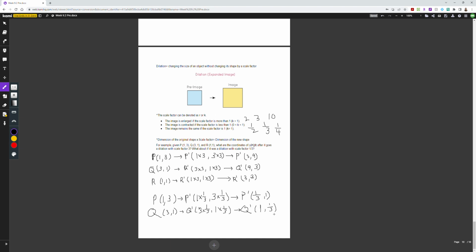And then finally, we're going to find the coordinates of R prime. So we're going to multiply everything by 1/3 for this dilation, to finally give us 1/3 and 1/3. Alright? And this is how you would find the coordinates after dilation.